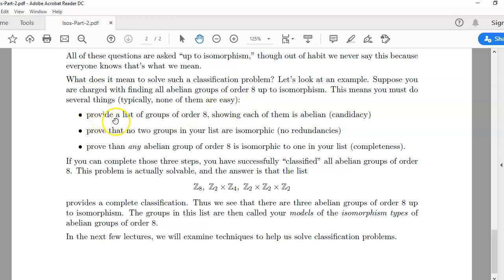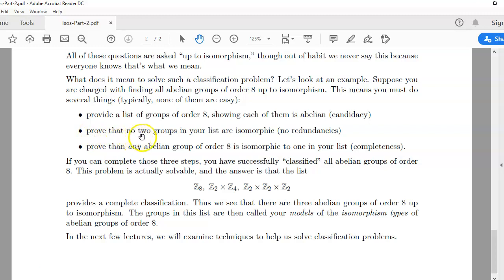First thing you've got to do is you must actually provide a list of groups of order 8, and you've got to show that they're all abelian. So this shows that you have a list of potential candidates. I wanted you to find all the abelian groups of order 8. One thing you should do if you're going to give me an answer is to make sure that your answer contains groups that are order 8 and that are also abelian. This is called candidacy. Is your list an actual list of acceptable candidates? Are they abelian of order 8? You've got to do that. That's not too hard. You can check that things have 8 objects in them. You can check that a group is abelian. You can do that.